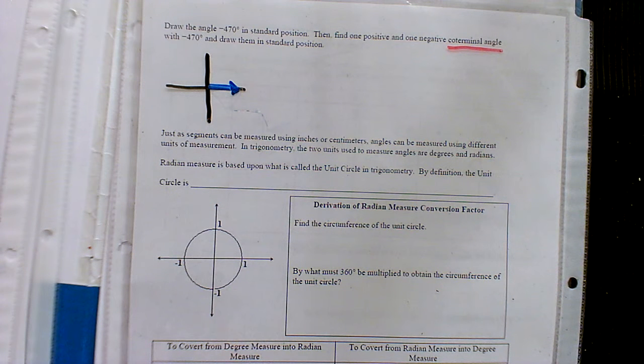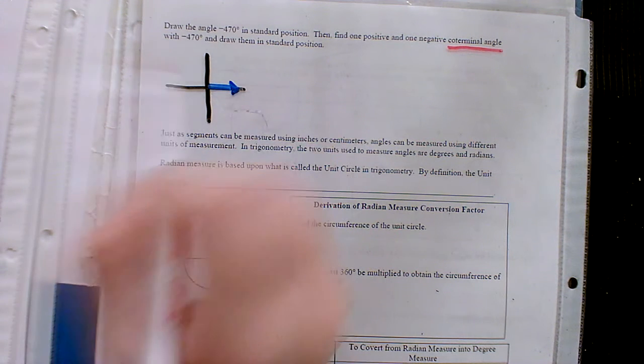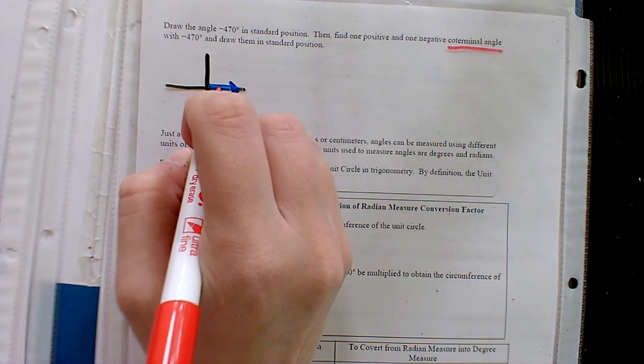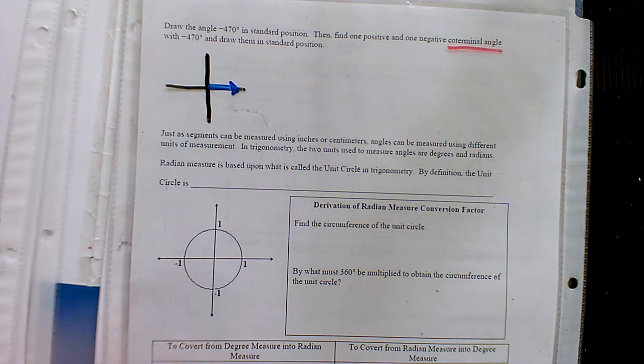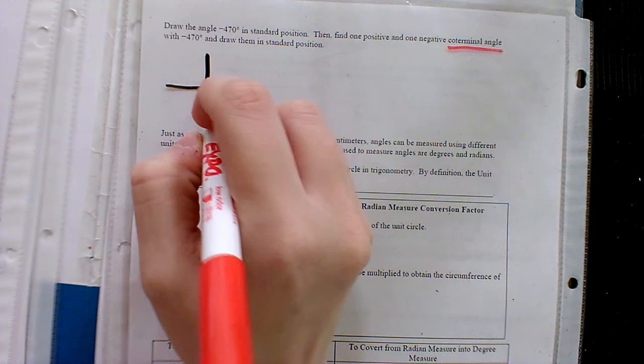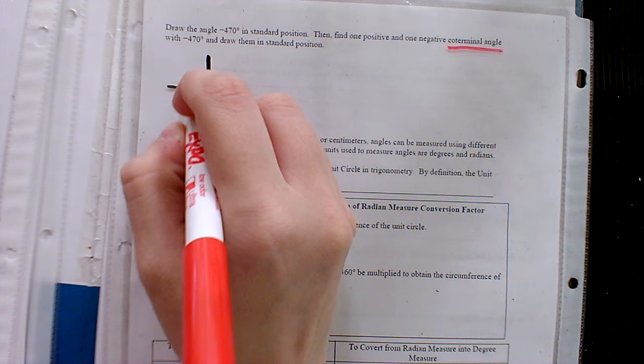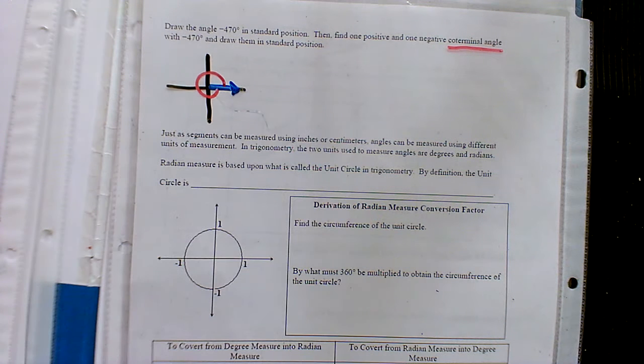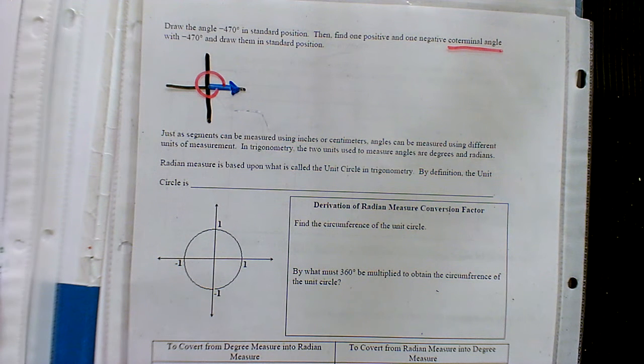And since it's a negative 470, we're going to have to travel backwards. So that means with your pencil, we'll start on the initial side, and we're going to travel down through quadrant 4, then 3, then 2, then 1. So if we do a full circle, that's 360 degrees backwards, but we still have a little bit more to go because we want to go to 470. So the question is, how much further do we have to go?